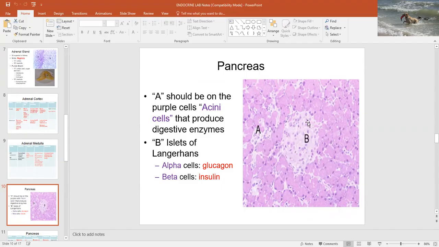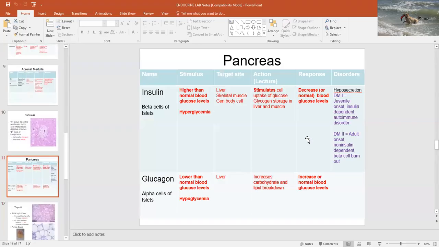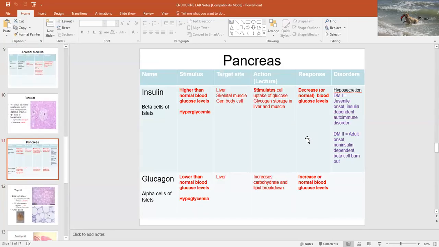You don't have to be able to recognize the difference between the alpha and beta there. But let's say there was a pointer on it, and they said which cell would be stimulated with lower than normal blood glucose levels, or what is the target or the response to the hormone that beta cells produce. You don't even need to point to the islet of Langerhans. That's really a word question. But anyway, you're not going to have to distinguish between the two there. All right, this just talks about the action of insulin and glucagon. Again, you can read through that on your own.